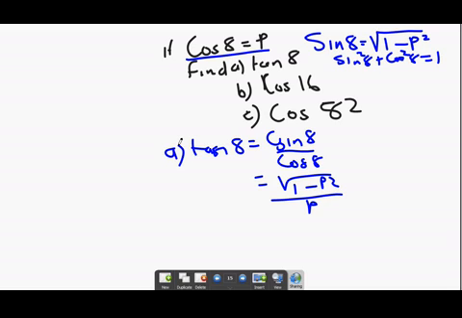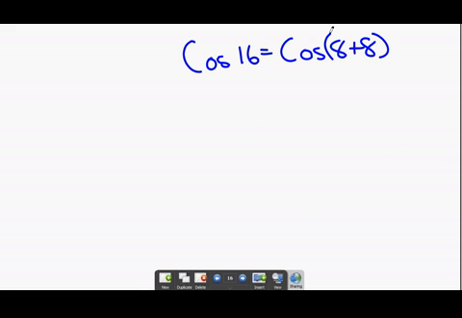They want cos 16. Now, how do I get cos 16 from 8? It can only be, because we have done identities, cos of 8 plus 8. Do you see that? Which means I can simply expand that one, saying cos 8 cos 8 minus, because there's a plus there, it's minus for cos. If you check your identities, sine 8 sine 8.